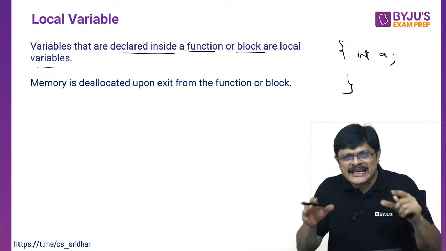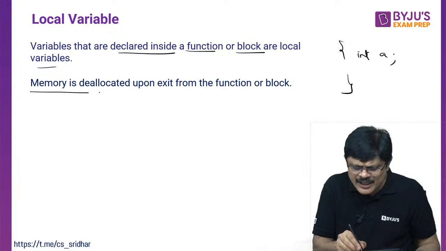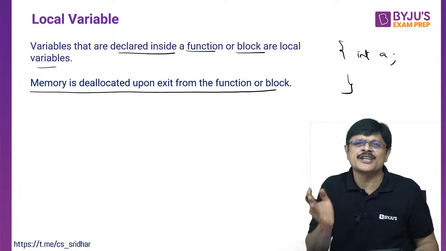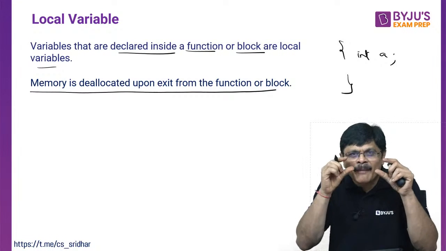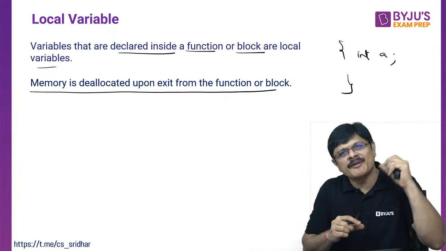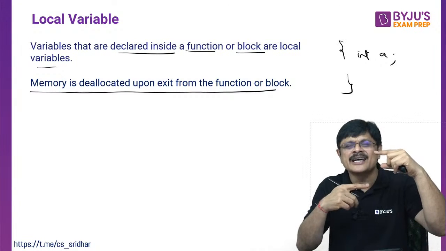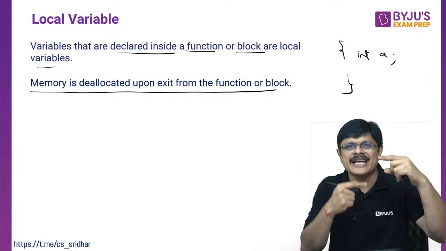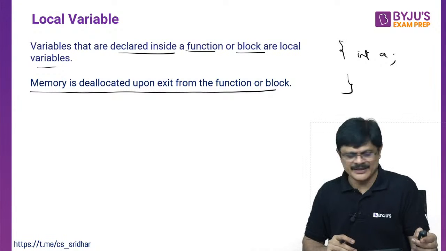And once the activity is completed, that particular memory is deallocated. So memory is deallocated upon exit from function or block. Once you move out of that particular block or function, the memory allocated for that variable will be deallocated. Local variables' memory lasts only as long as that block or function is alive. Once you come out of that, it is dead. Am I clear?